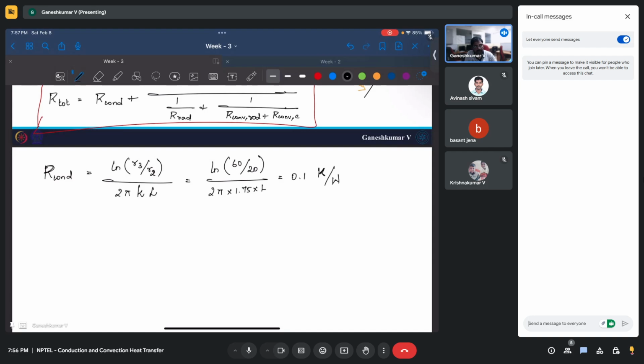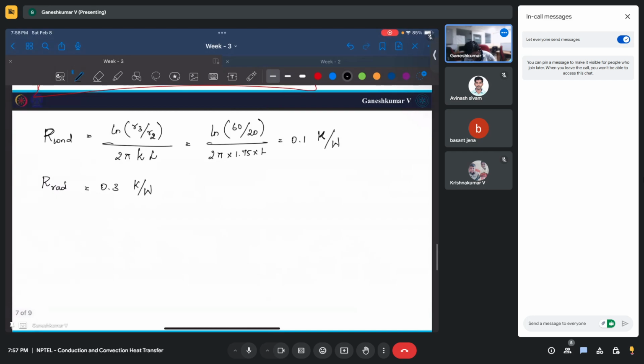We can take per unit length, so L can be 1. Don't worry about it. And R radiation also you can take per unit length, so it becomes 0.3 Kelvin per watt. 0.3 is already given. It was just multiplied with length, so we can divide it by length. And then R convection of the rod.